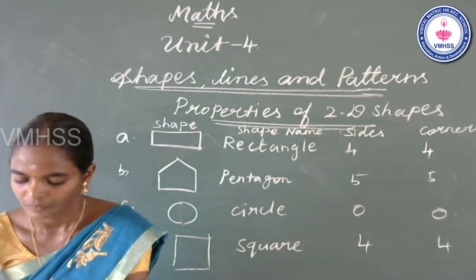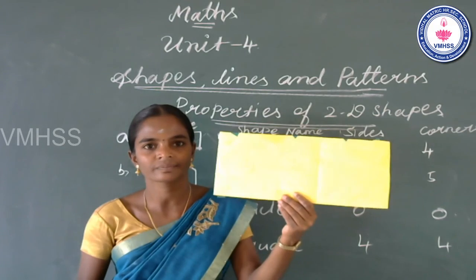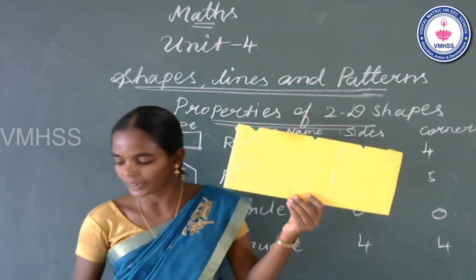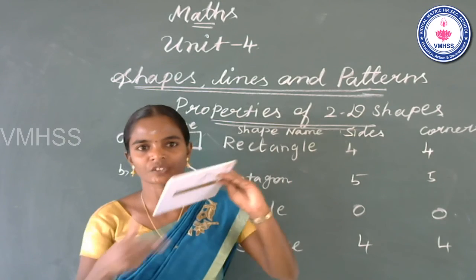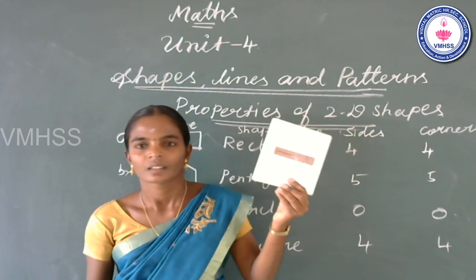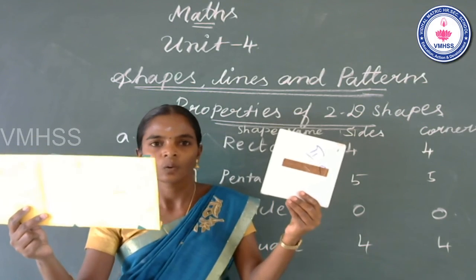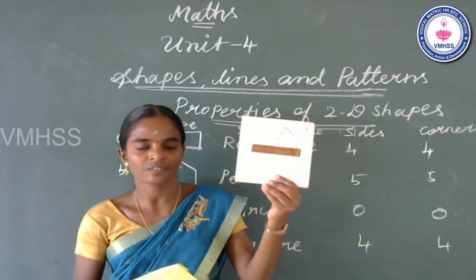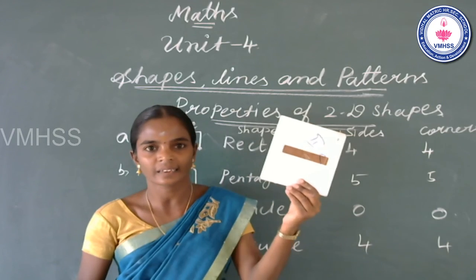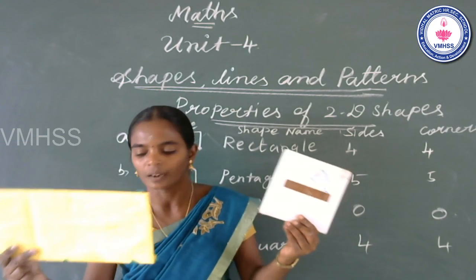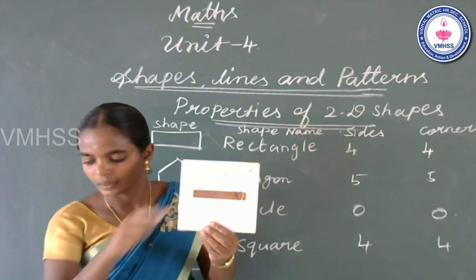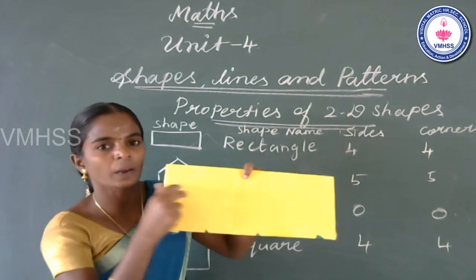Next shape. What is the shape? Rectangle. Rectangle has four sides and four corners. Next, we see the square shape. Square has four sides and four corners. This one square, this shape rectangle. Both have four sides and four corners, but only one difference. In a square all sides are equal, but in a rectangle only opposite sides are equal.